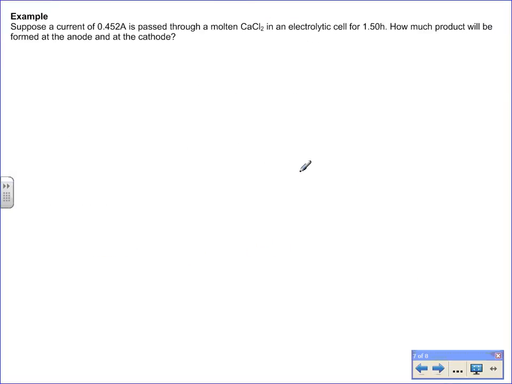So we've got a current of 0.452 amps being passed through molten calcium chloride in an electrolytic cell for 1.5 hours. How much product will be formed at the anode and at the cathode? Okay, so we've got molten calcium chloride, so we can figure out the half reactions. So at the cathode, we've got calcium gaining electrons, and at the anode, we've got chlorine losing electrons.